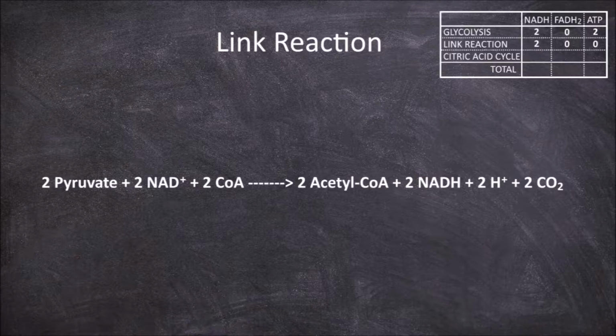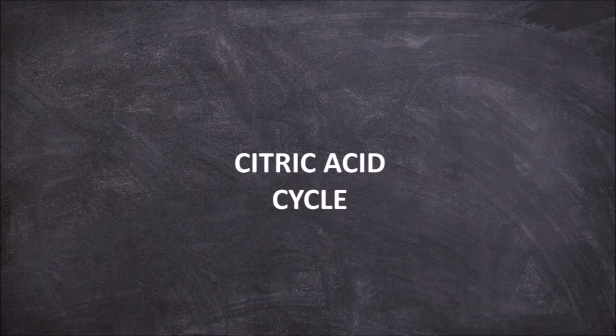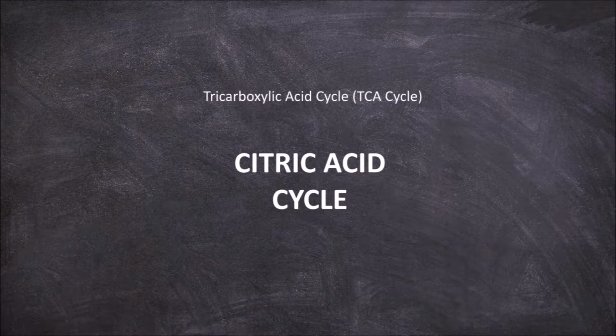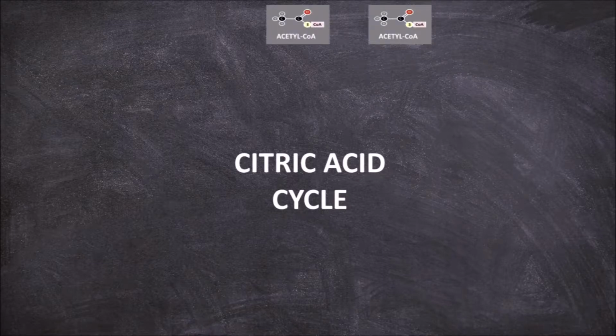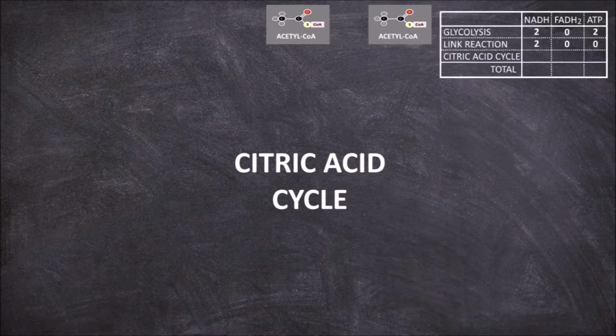We are now going to look at the third process involved in aerobic respiration, the citric acid cycle, also known as the tricarboxylic acid cycle or TCA cycle. It is also known as the Krebs cycle. At the end of glycolysis and the link reaction, we were left with 2 molecules of acetyl-CoA within the mitochondria matrix that can now enter the citric acid cycle. As we move through the citric acid cycle, we will take note of how many NADH, FADH2, and ATP are used or produced. There are 8 steps in the citric acid cycle.